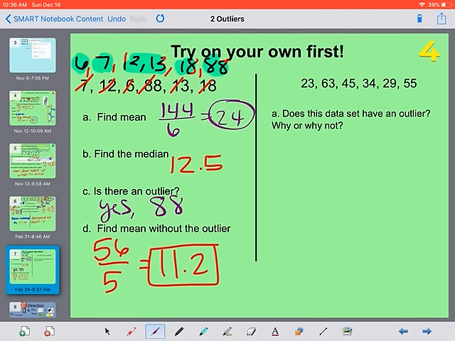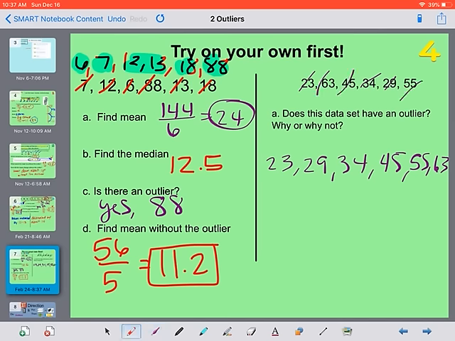And then our last question here. Does this data set have an outlier? Why or why not? It might help to put them in order. 23, 29, 34, 45, 55, and 63. So, in my opinion, I would say that this one probably does not have an outlier because 63 is about 10 from 55, which is about 10 from 45. So these are about the same distance apart, same with 34. These ones here are closer together, but there isn't one point that is really far out there.